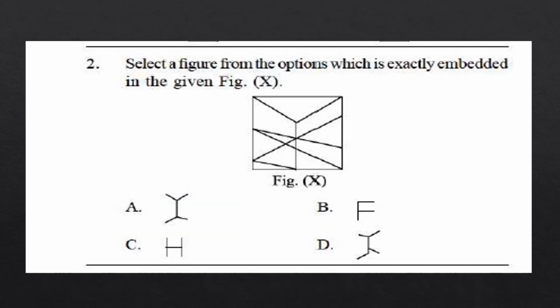Question number 2. Select a figure from the options which is exactly embedded in the given figure X. Options A, B, C and D. If we look at this figure X closely, we can find that figure A is embedded in it, and you can see it here. This figure A. So our answer is option A.